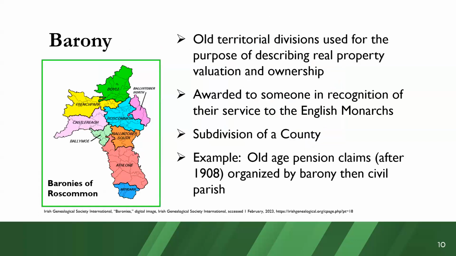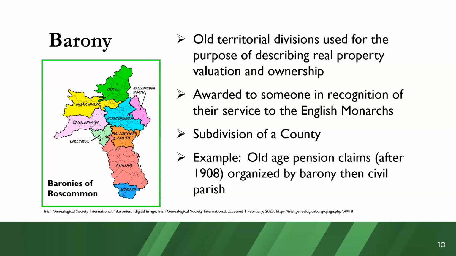Then we had the old territorial divisions of barony. In the days when the baronies were of importance, they were there to describe real property valuation and ownership. And usually they were awarded to somebody in favor with the English monarchs. They usually were a subdivision of a county. For example, this is the county of Roscommon, and you'll see that they have several baronies within that particular county.